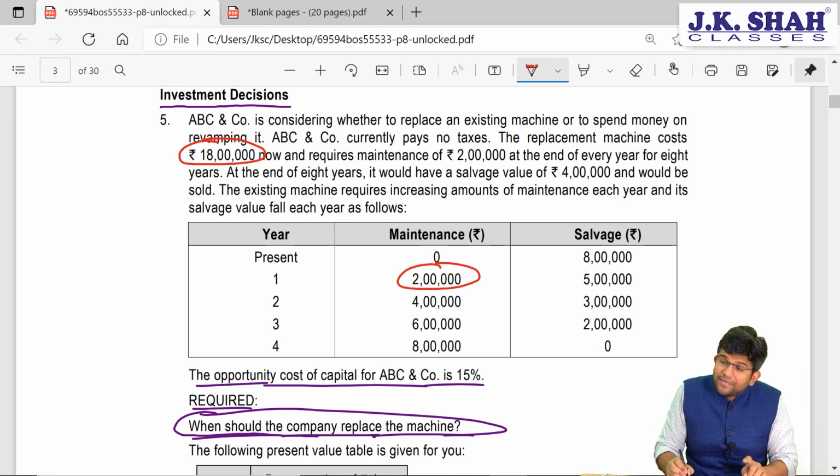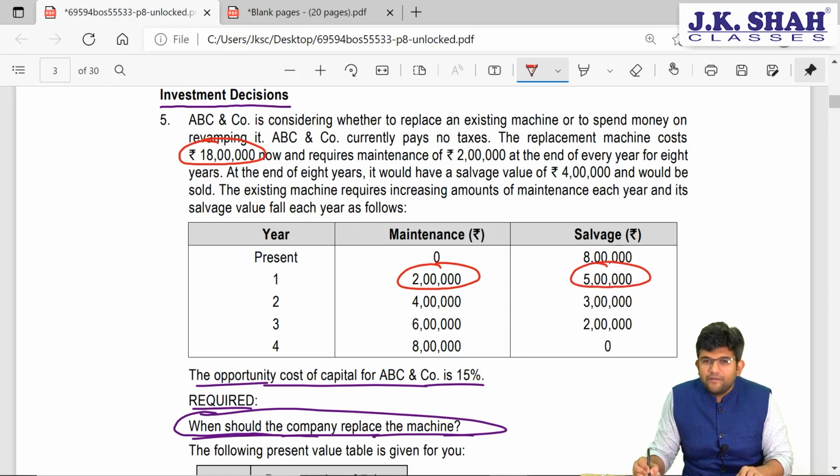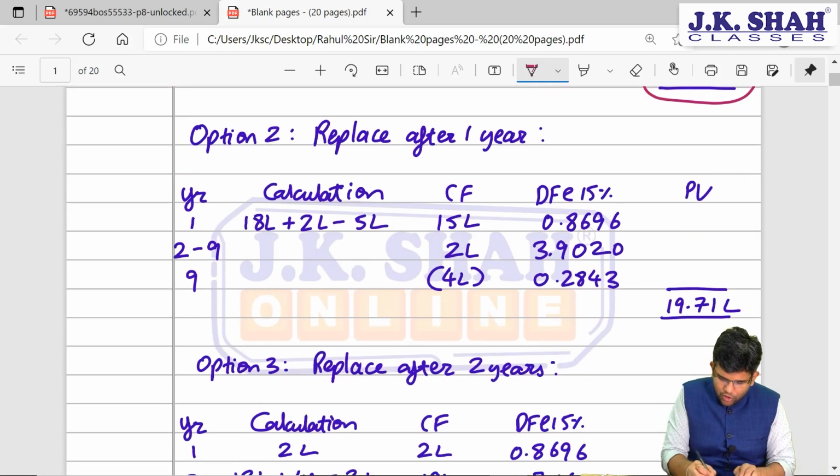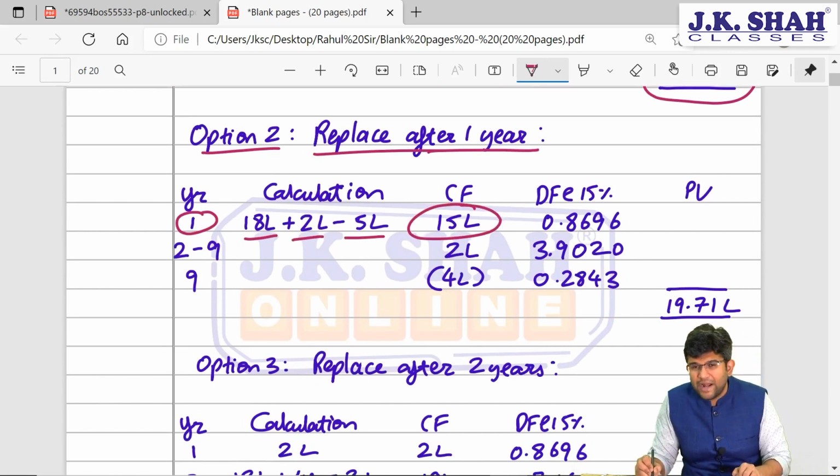Everyone clear? And then when you sell off this existing machine, you will get 5 lakh. So basically at end of year 1, your net cash outflow will be 18 lakh plus 2 lakh minus 5 lakh. I'll show it to you here, children. Option 2, replace after 1 year. At the end of year 1, 18 lakh plus 2 lakh minus 5 lakh, 15 lakh is your net cash outflow at the end of year 1.